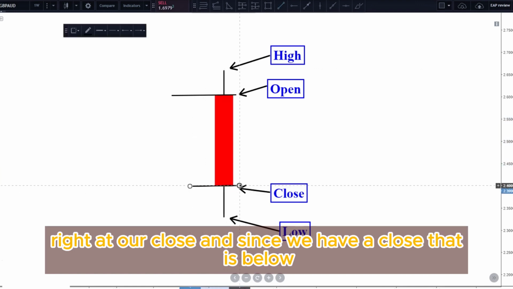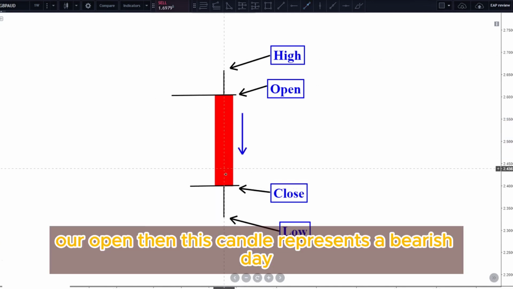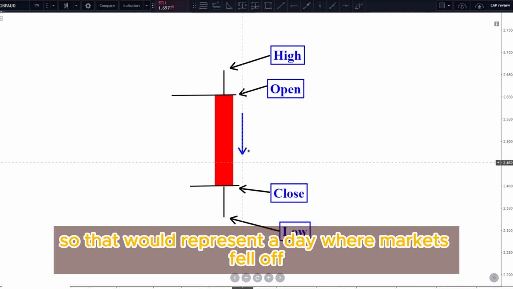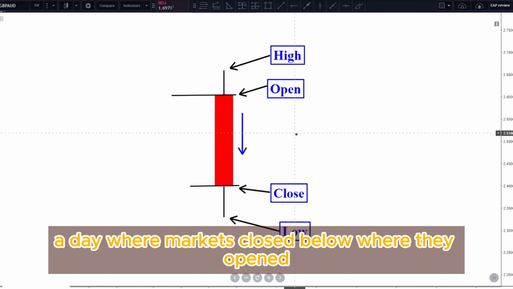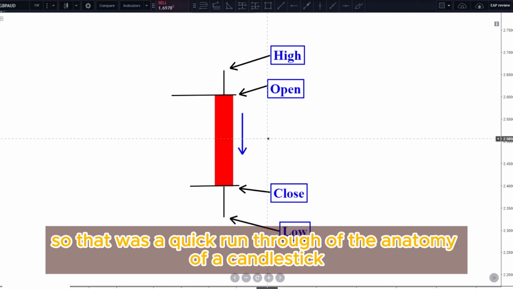And since we have a close that is below our open, then this candle represents a bearish day. So that time frame was a daily time frame, so that would represent a day where markets fell off, a day where markets closed below where they opened. And that would represent weakness in a market. So that was a quick run through of the anatomy of a candlestick.